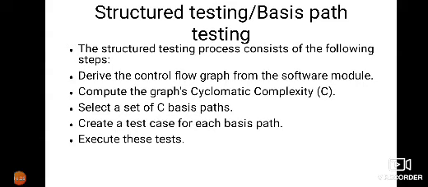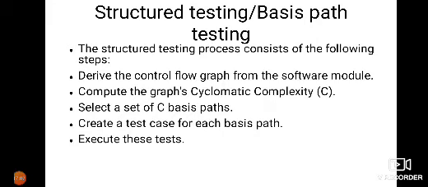So the structured testing process, basis path testing, otherwise called the structured testing process, consists of the following steps. The first one is to derive the control flow graph from the code. You first find out, or construct, the control flow graph from the code that you have. Now compute the graph's cyclomatic complexity. We compute a measure from the graph, called cyclomatic complexity, represented by CC or C. In some books it's written CC, in some books simply C. In your reference book, it is simply the letter C.